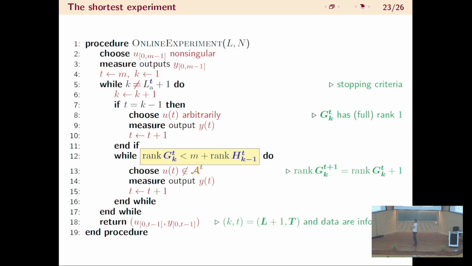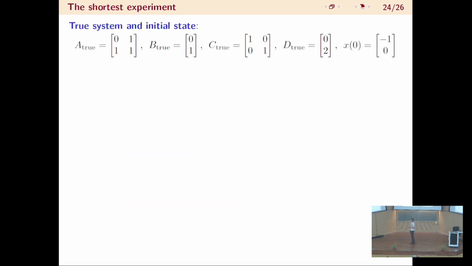As long as I can do that, I increase the rank, and then I go back and I increase the depth, K, of my Hankel matrix, as long as the stopping criterion is not satisfied. That's the idea. Okay. Well, instead of looking at the algorithm, let me have a look at one final example of this.